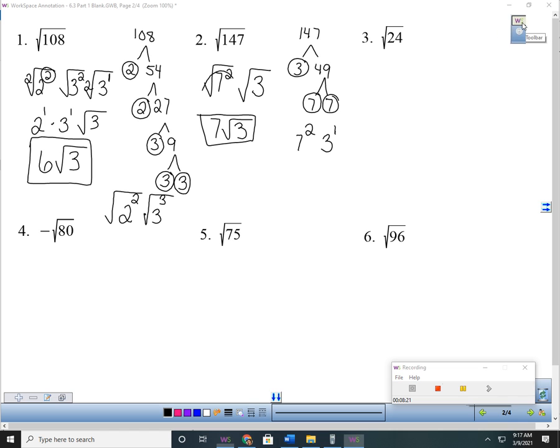On number 3, we've got 24. That's not a perfect square. Always check to see if it's a perfect square. So let's split 24 up. We've got 2 times 12. So 2 is a prime number. And then 12 we can split into 2 times 6. 2 is a prime number. And then 6 is 2 times 3, both of which are prime numbers.